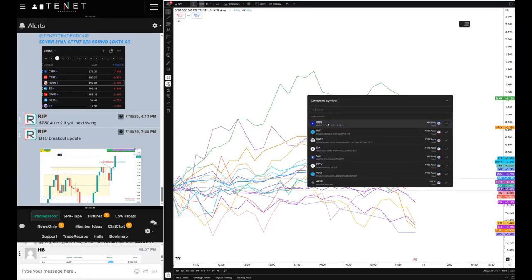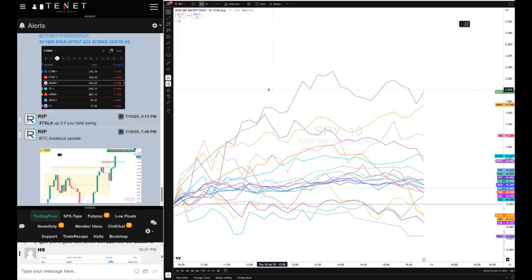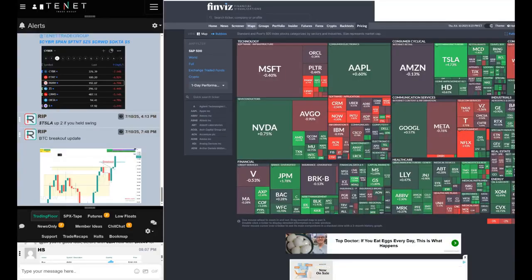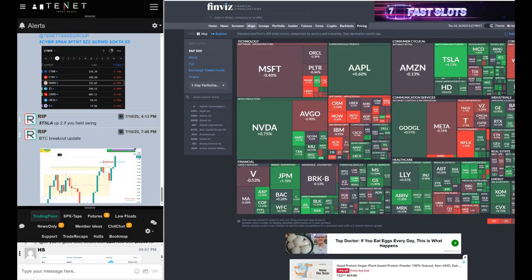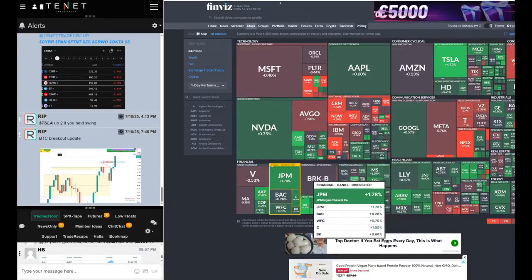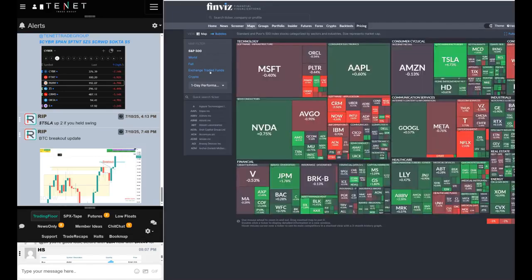To build this sector analysis, you can do a sector analysis by using line charts. You can do sector analysis by using FinViz. So FinViz will also help you understand what sectors are strong, what sectors are weak. There are various ways you can do that, with looking at different ETFs.